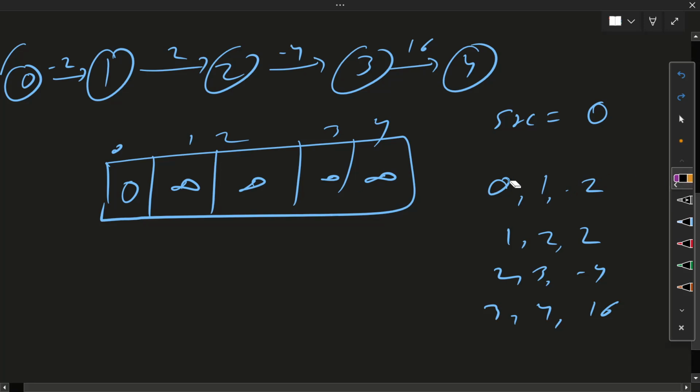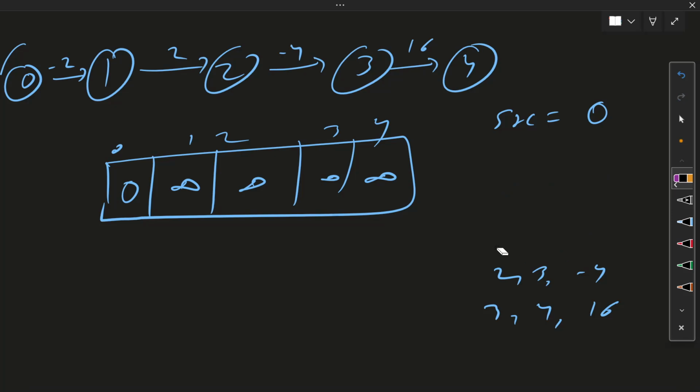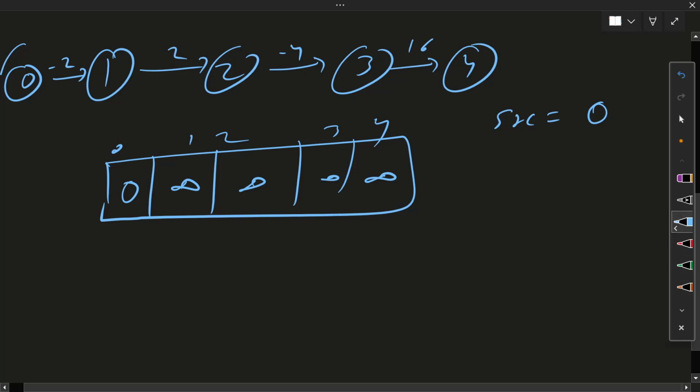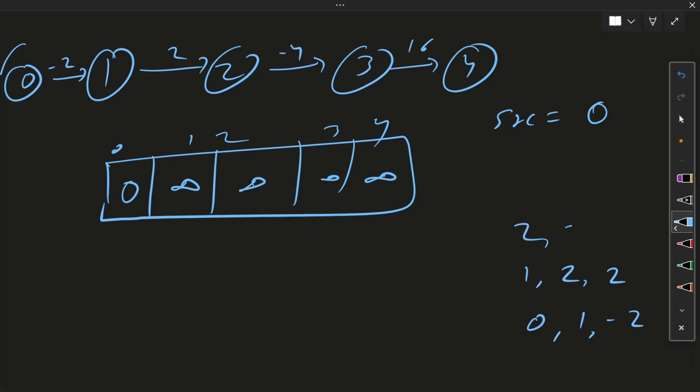Actually, the order is the most important thing. The input edges array order is the important thing. So with 0 1 then minus 2, then 1 2 with 2, 2 3 with minus 4, 3 4 with 16. So first we have this, it will not change, it will not change, it will not change, it will change. So from 0 to 1 it will change, the value will be minus 2.